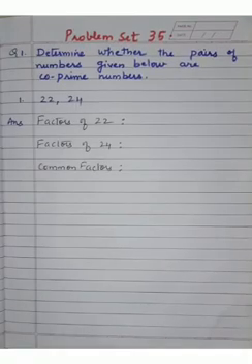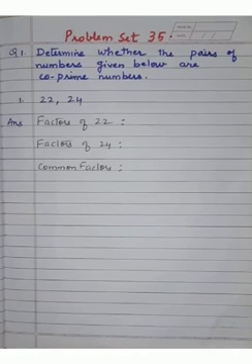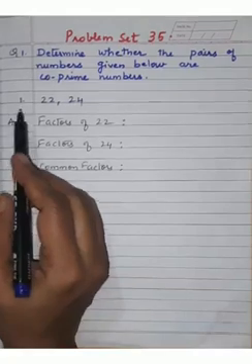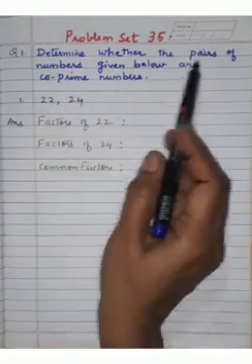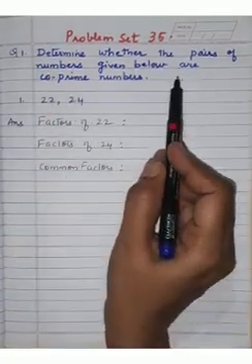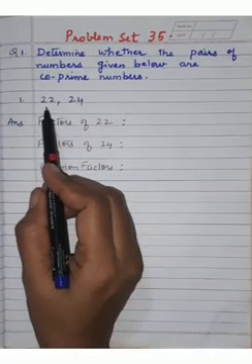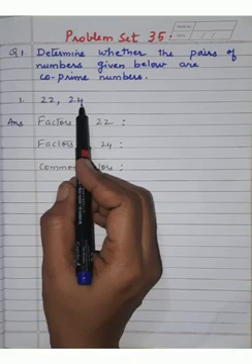Now students, let us start with our problem set 35. Question number 1 is: determine whether the pairs of numbers given below are co-prime numbers. Okay, so our first sub question is 22 and 24.